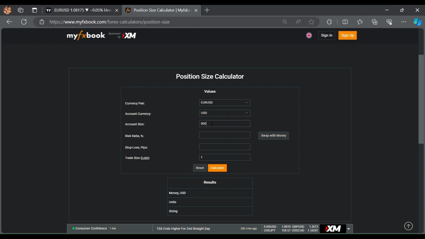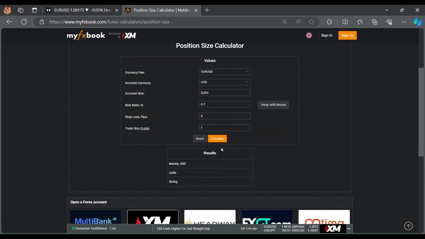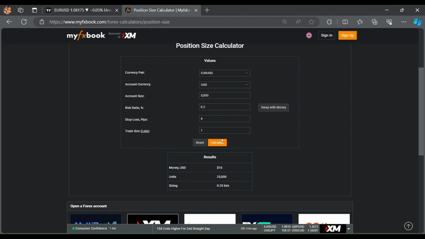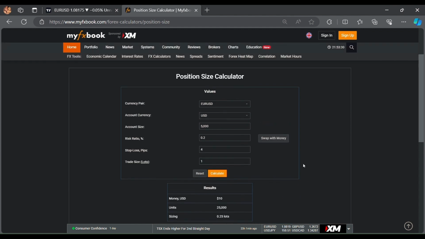So let's put our account size right here. For me it's 5,000. The risk which I take is 0.2%, and let's suppose our stop loss is 4 pips. So our lot size will be 0.25 lots. This is for EUR/USD, and you can switch to whichever pair you are actually trading.